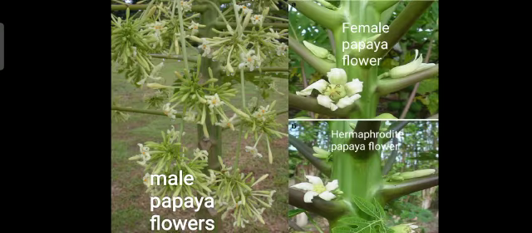This is a comparative image of the 3 flowers, that is the male, female and hermaphrodite papaya flowers.